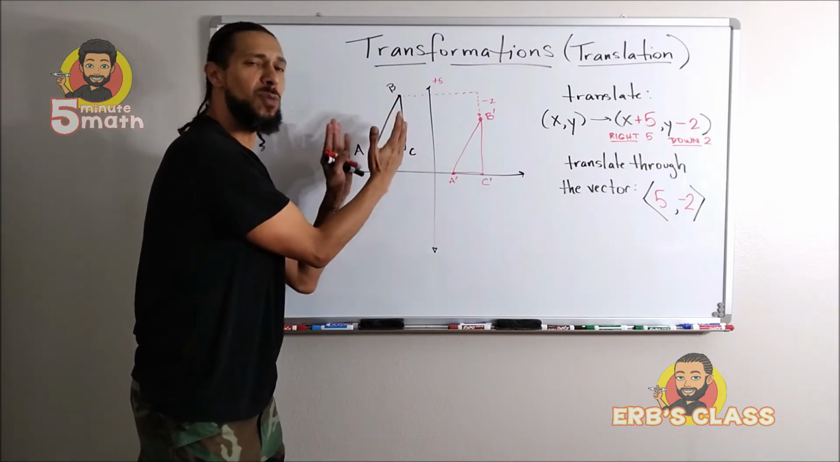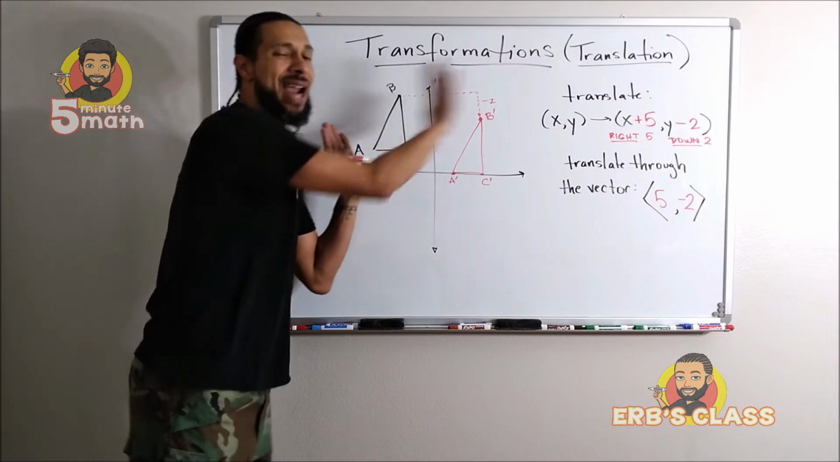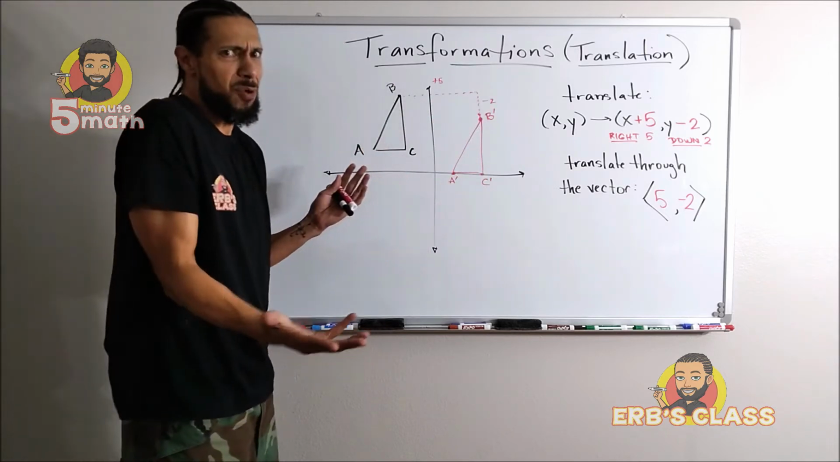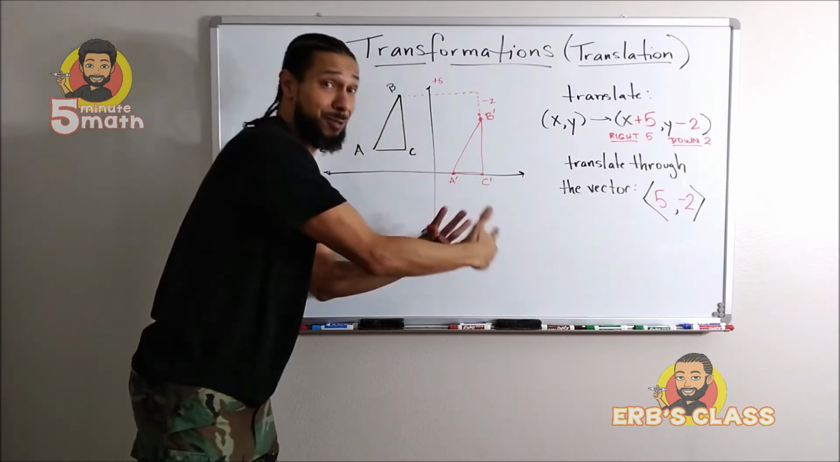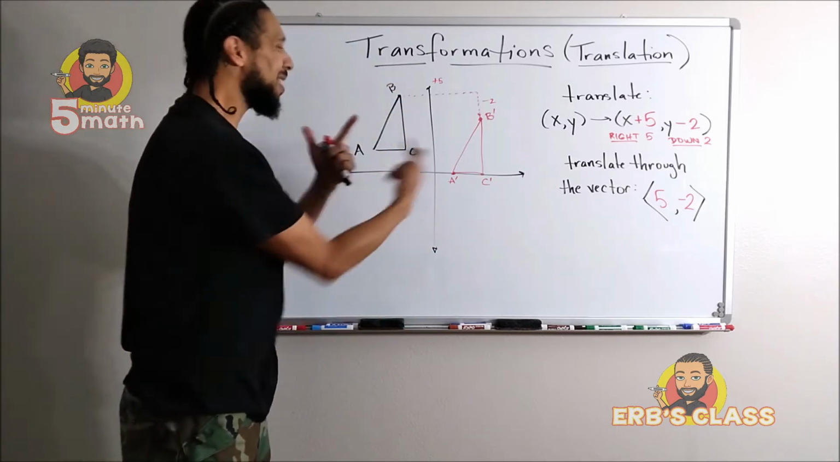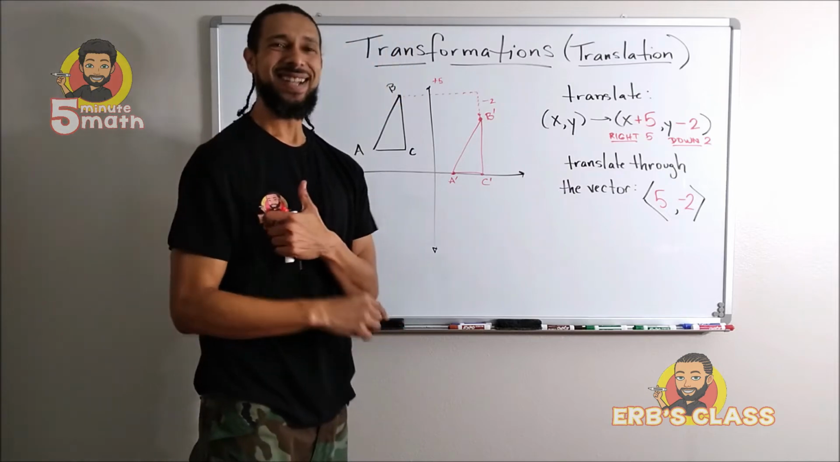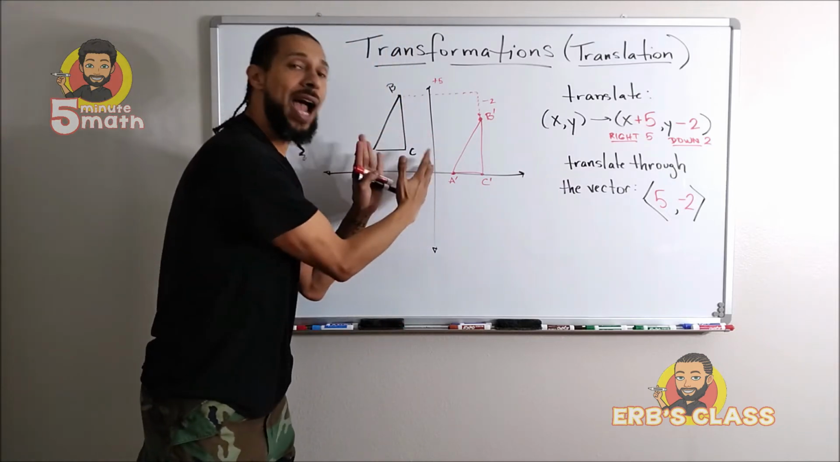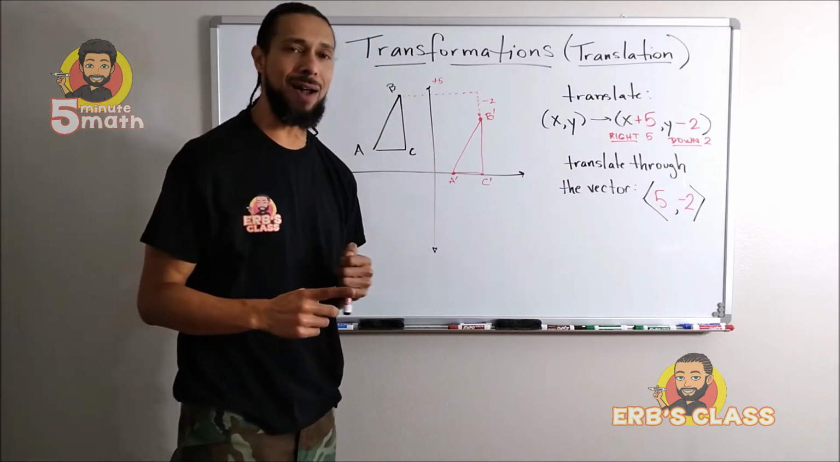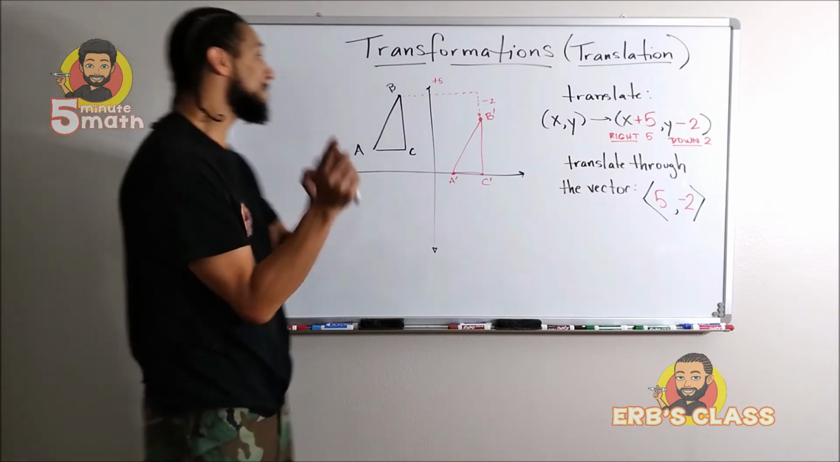So now if I move all of the points of this triangle, right 5 and down 2, didn't I move the entire triangle, right 5 and down 2? Yeah! And so now my triangle is translated. Now, you can do this on a graph, but you don't always need a graph. Let me show you what I mean.